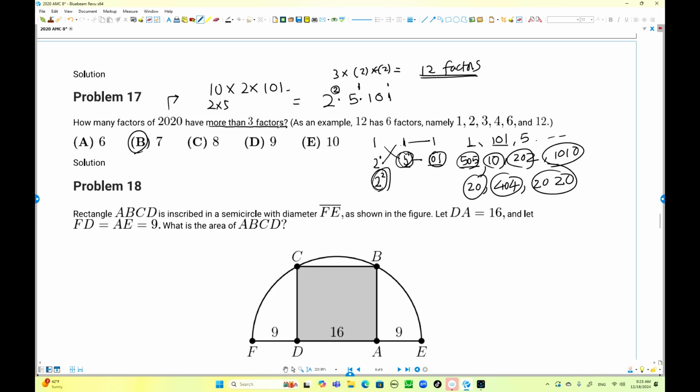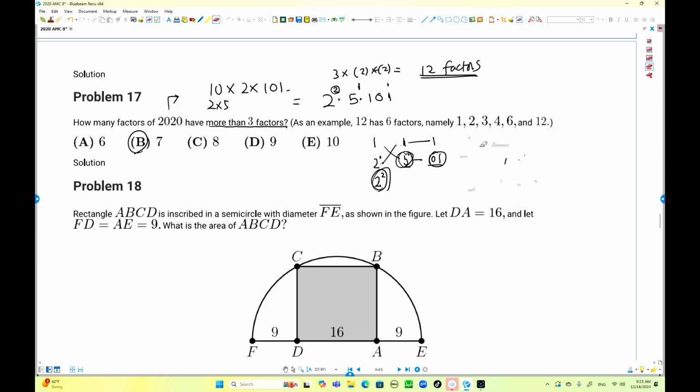Okay? And also you can use complementary counting. Okay? So out of 12 factors, how many have less than or equal to 3 factors? Okay, you can use that complementary counting too.